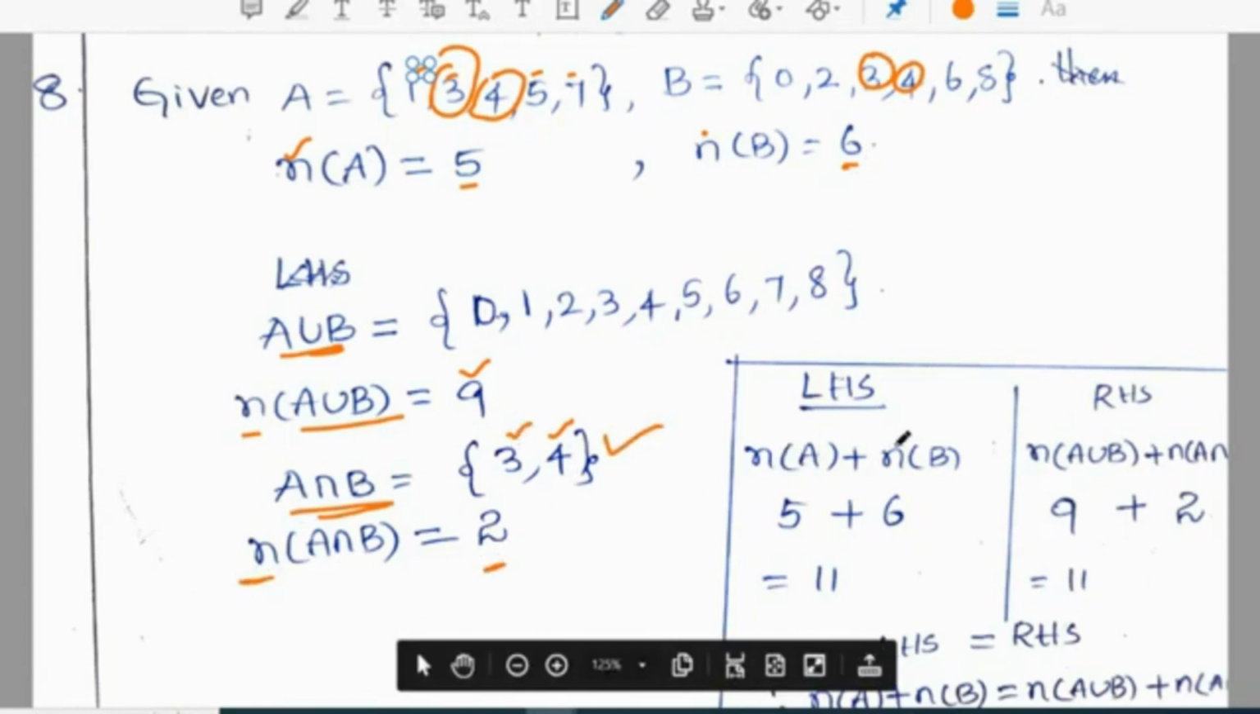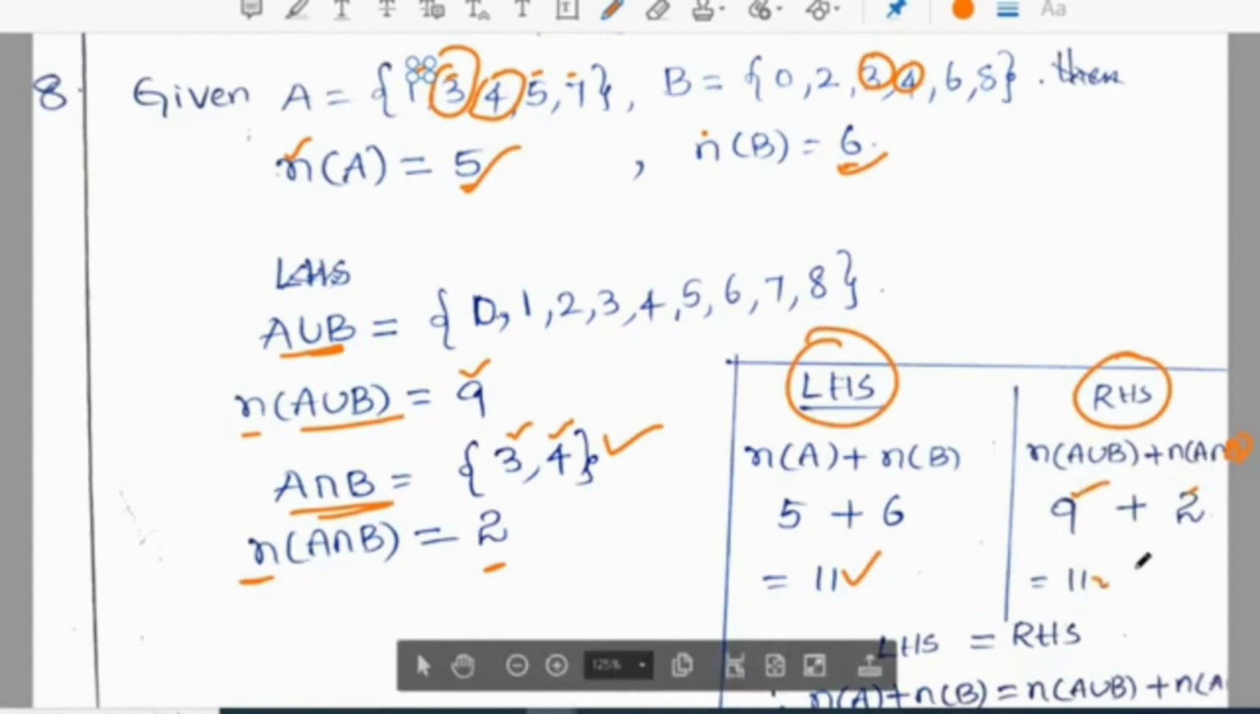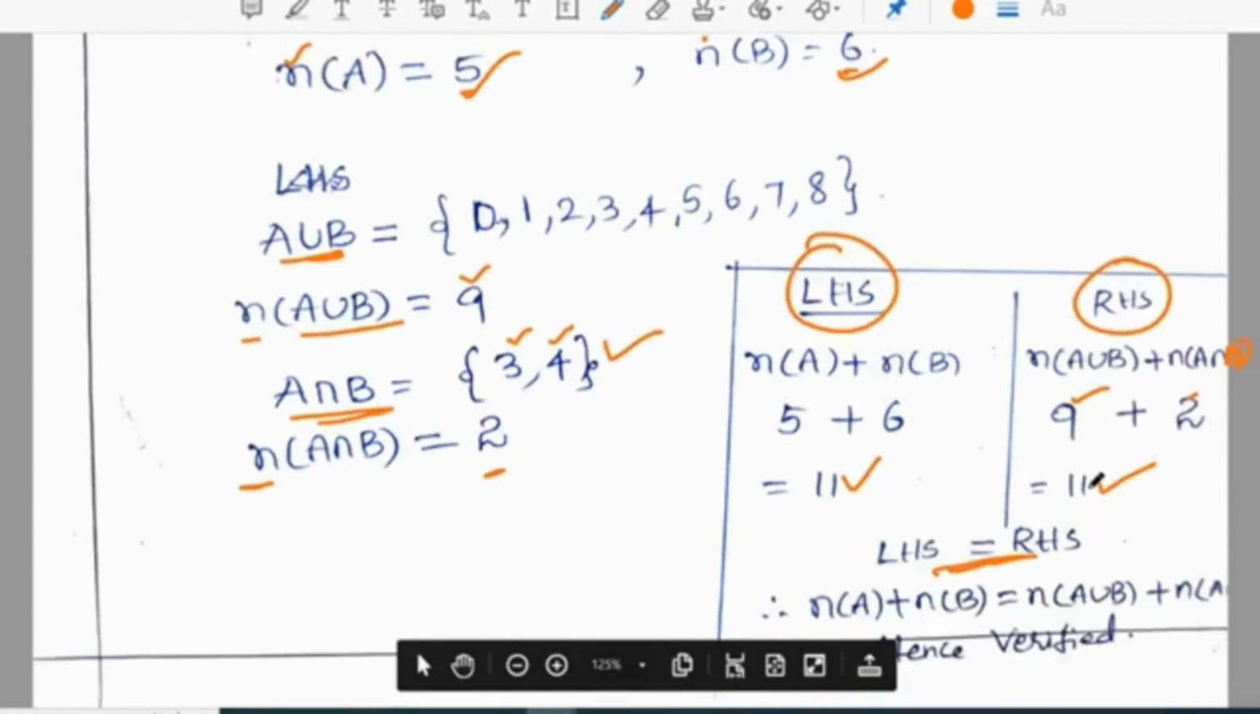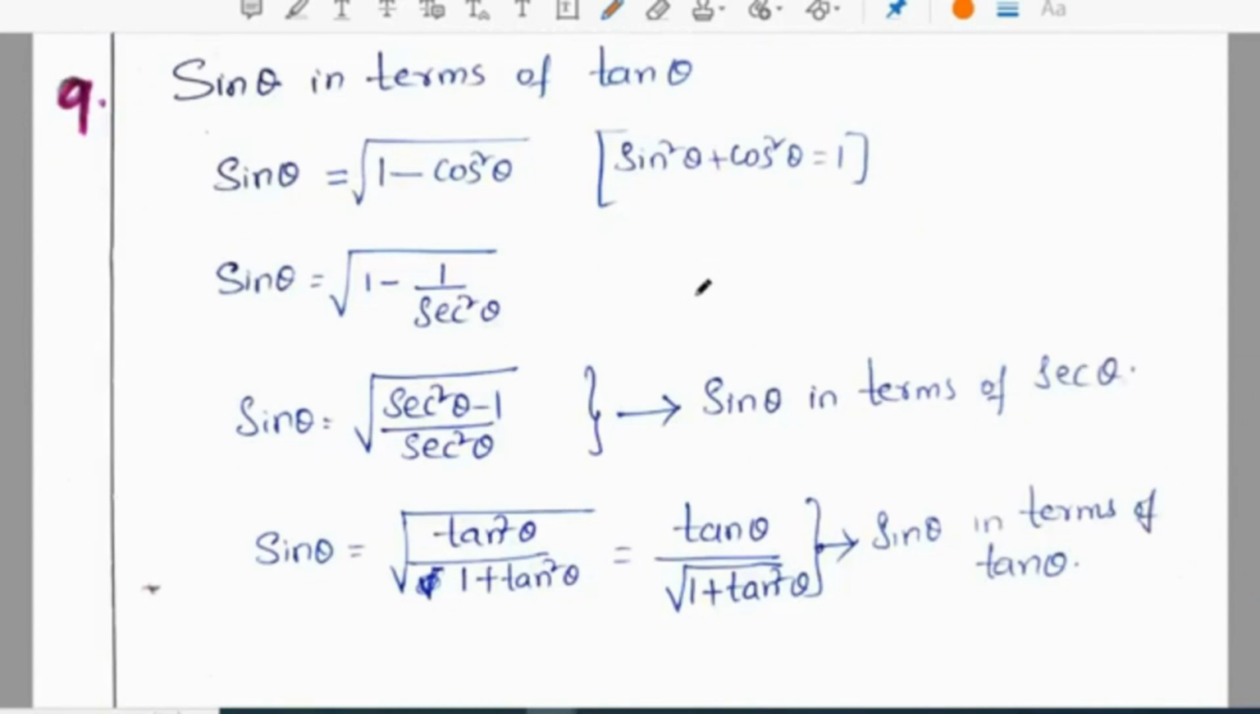So we need to prove n of A plus n of B is equal to n of A union B plus n of A intersection B. So n of A plus n of B is 11, and n of A union B plus n of A intersection B, which is 9 plus 2, is also 11. Clearly left hand side and right hand side are equal. We can say that n of A plus n of B is equal to n of A union B plus n of A intersection B. Hence it is verified.